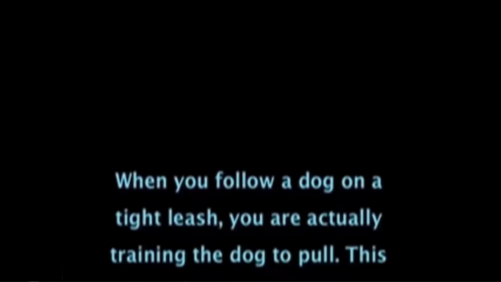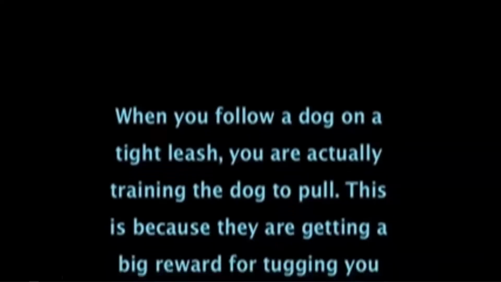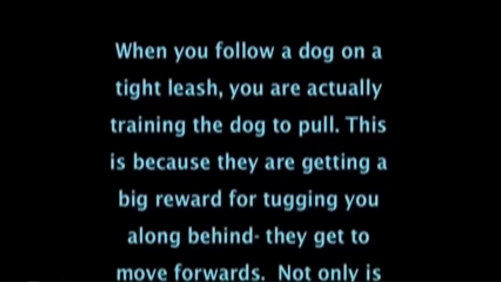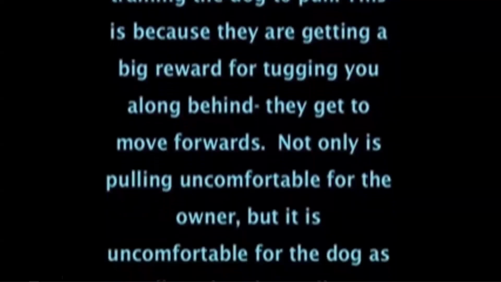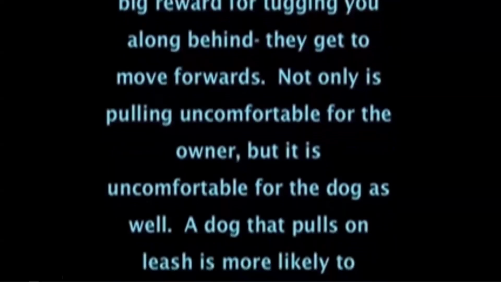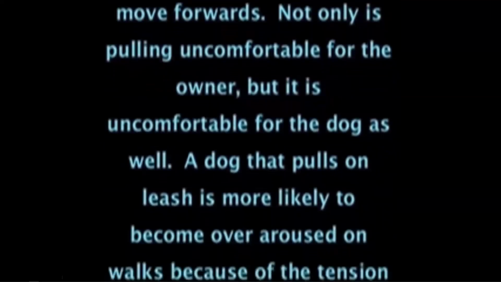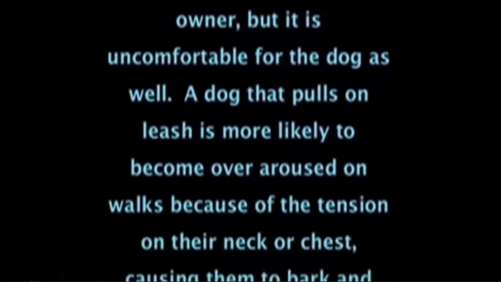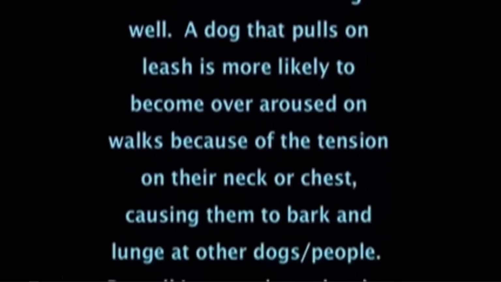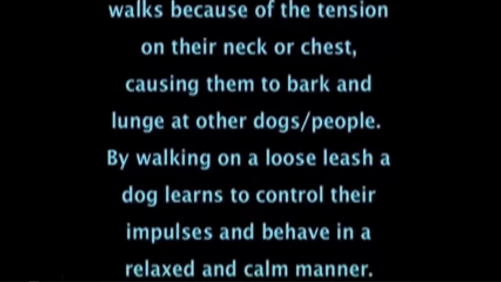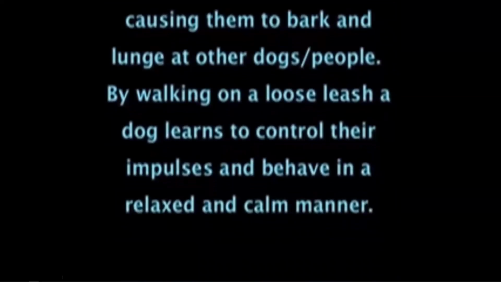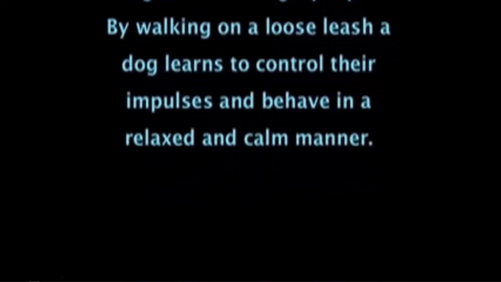When you follow a dog on a tight leash, you are actually training the dog to pull. This is because they are getting a big reward for tugging you along behind. They get to move forwards. Not only is pulling uncomfortable for the owner, but it is uncomfortable for the dog as well. A dog that pulls on leash is more likely to become over-aroused on walks because of the tension on their neck or chest, causing them to bark and lunge at other dogs and people.